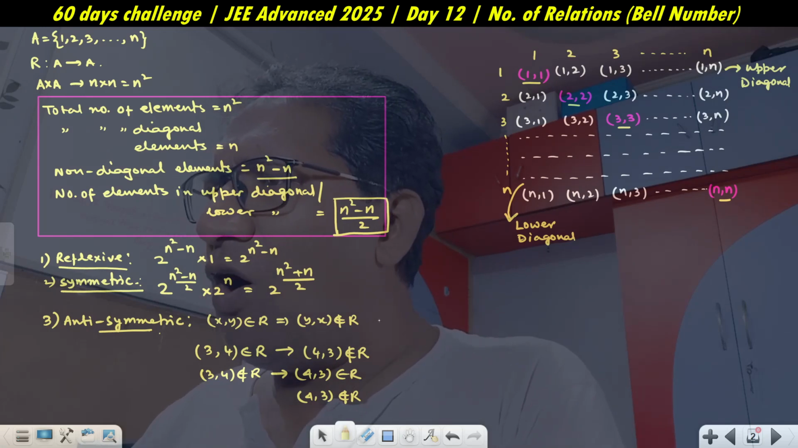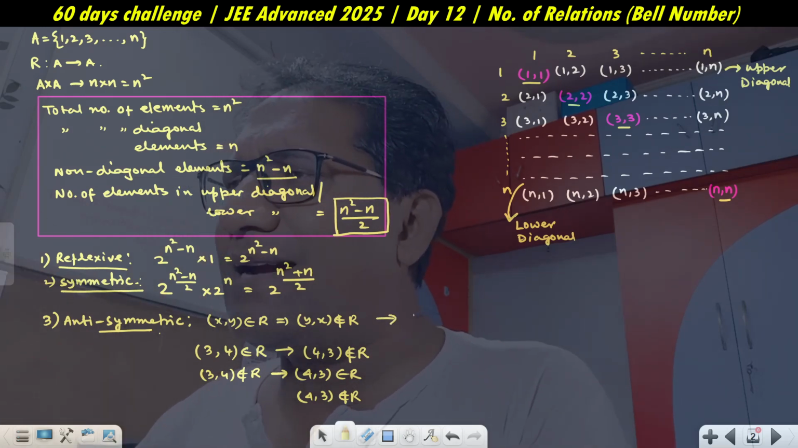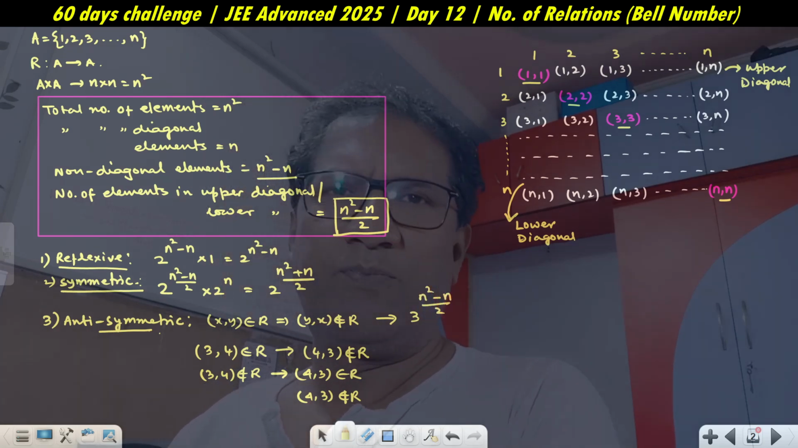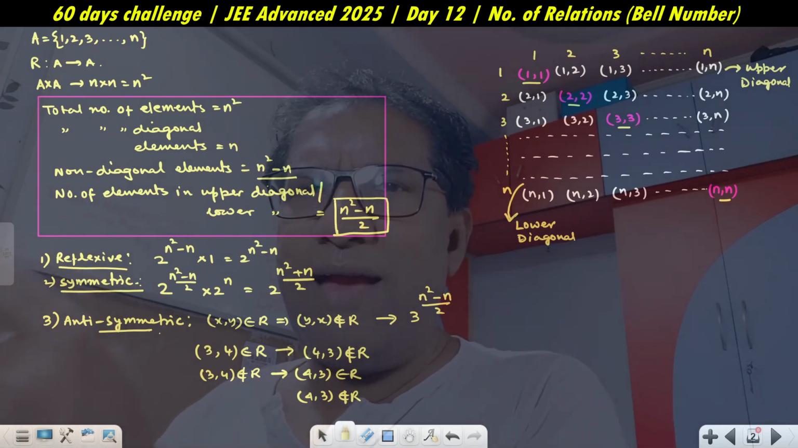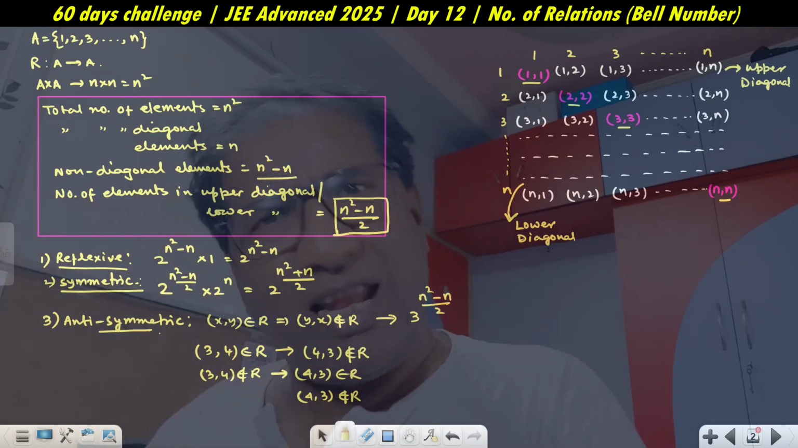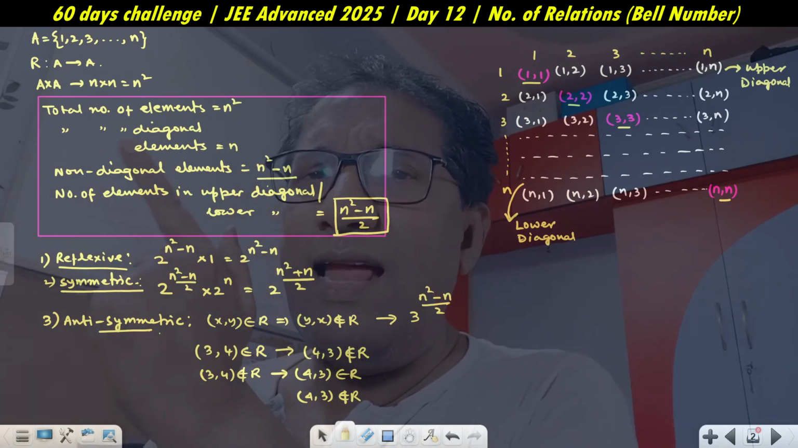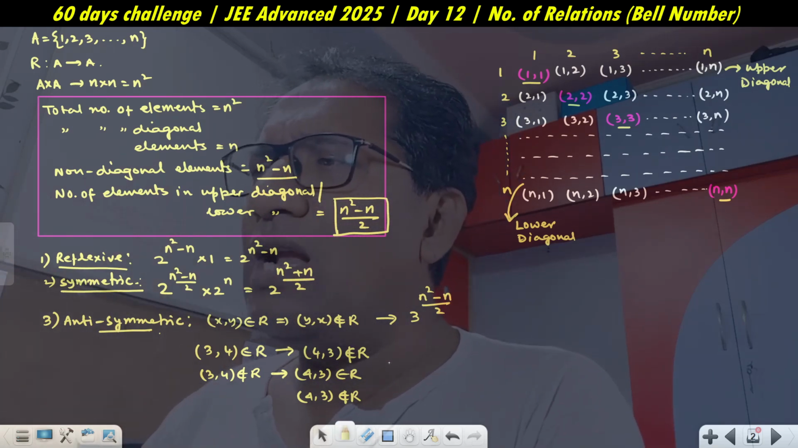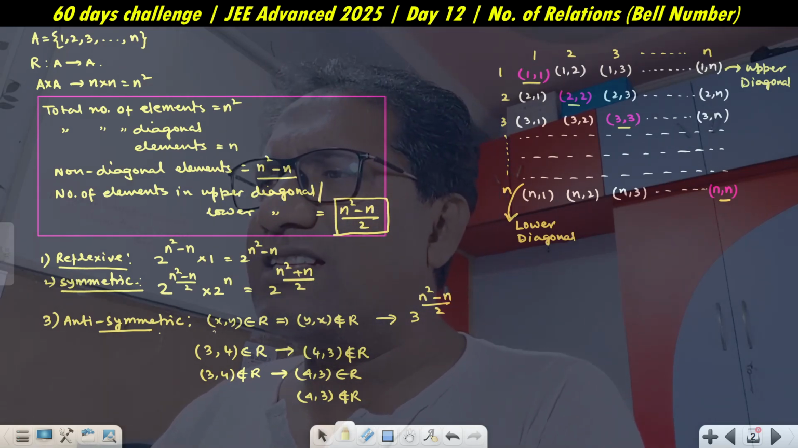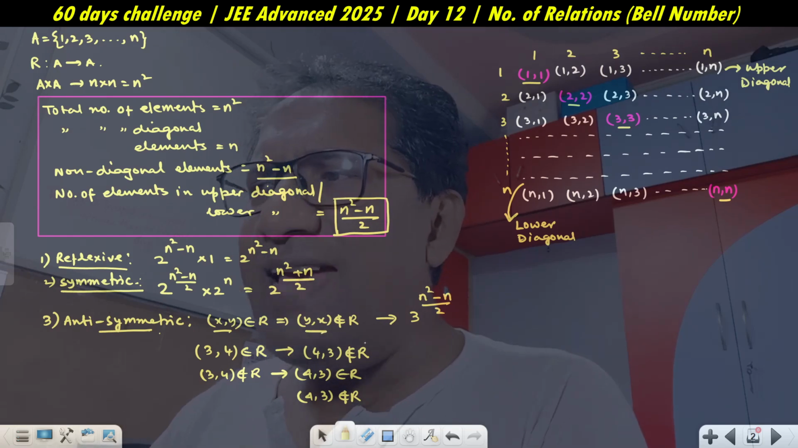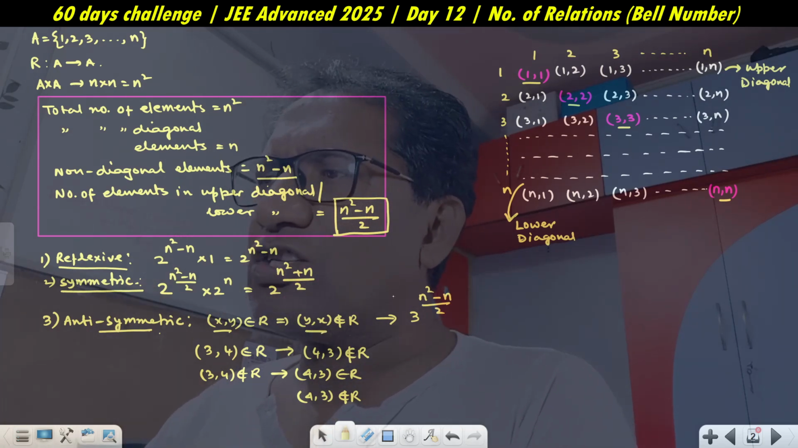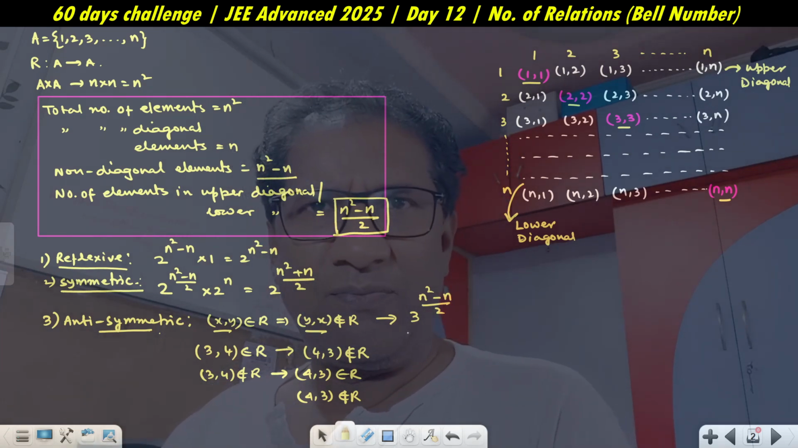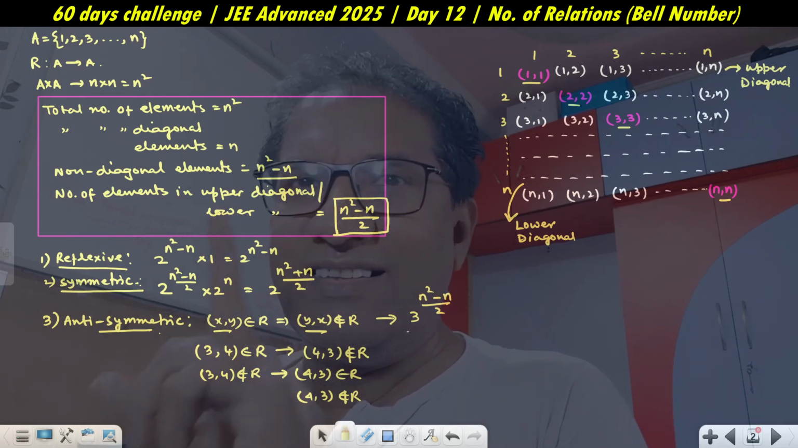Therefore, the total number of relations possible for the non-diagonal elements will be 3 to the power (n square minus n) divided by 2, because we have (n square minus n) divided by 2 elements in the upper diagonal as well as in the lower diagonal. For the upper diagonal, each and every element has 3 choices. Therefore, the pair (x, y) and (y, x) can be chosen in 3 ways. So the total number of ways will be 3 to the power (n square minus n) divided by 2. Is it clear?